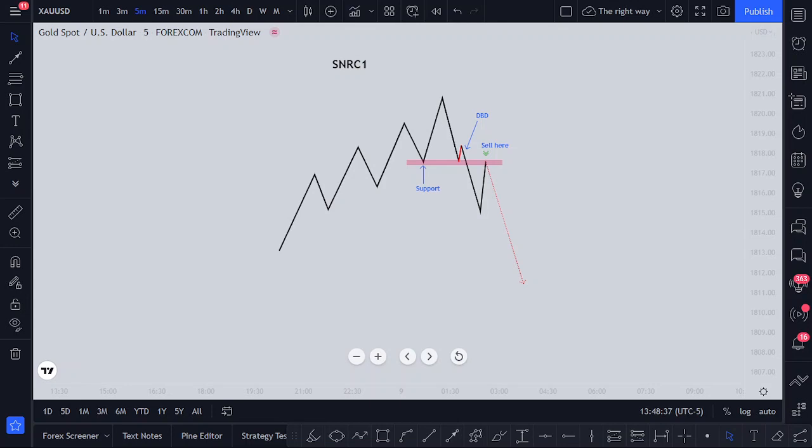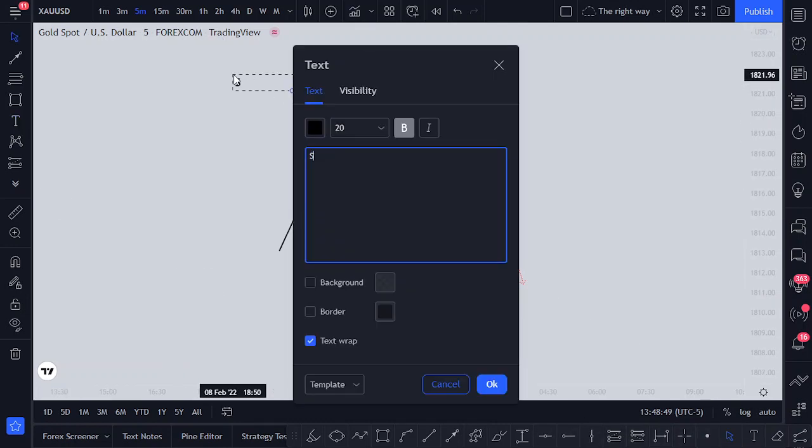SNRC1 is just a supply and demand pattern. In full, it stands for support and resistance continuation 1, for those who never knew about it. As the name suggests, it is a continuation pattern.